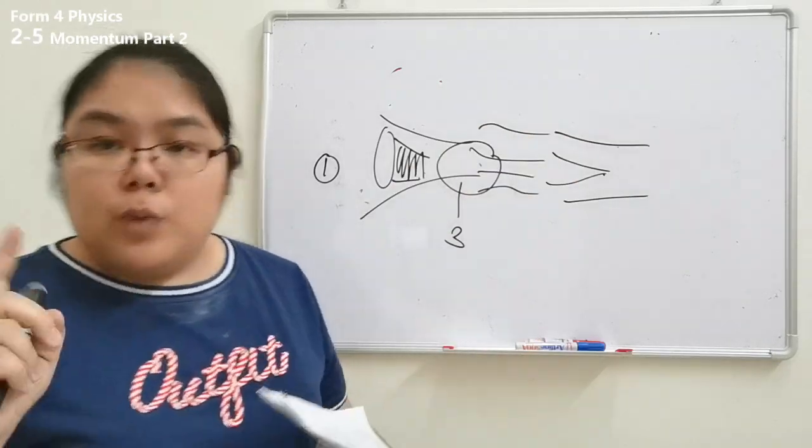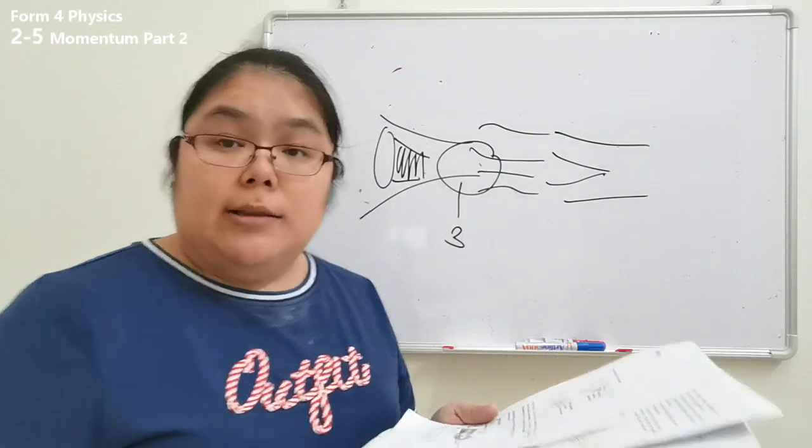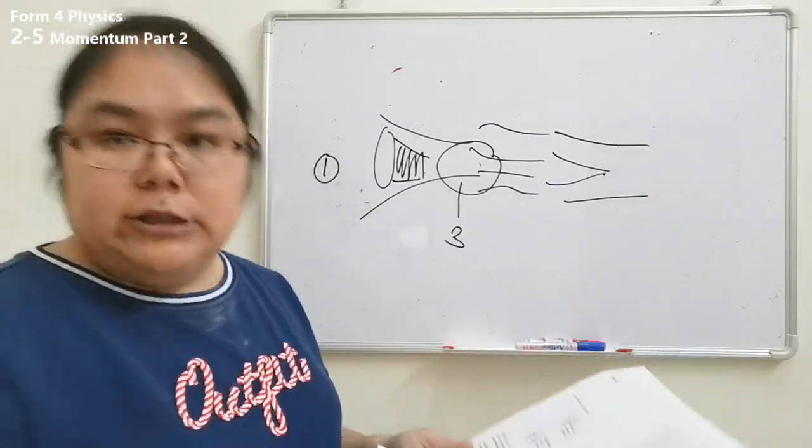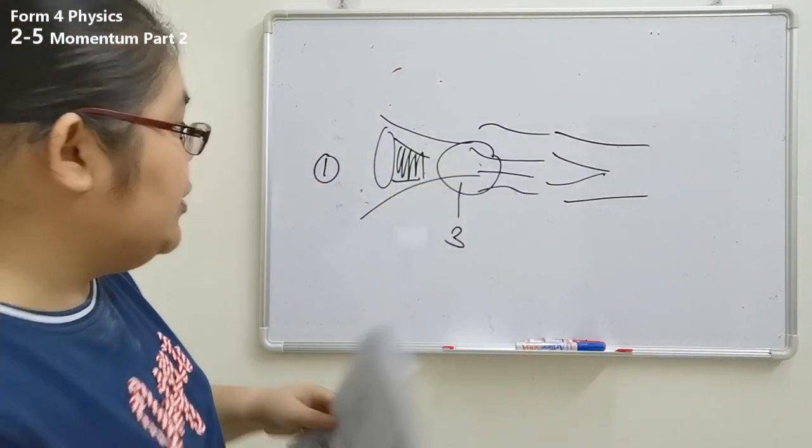So from here we need to explain one by one. First we go to the air intake. The air from the atmosphere will go into the engine. First, the air must go in.